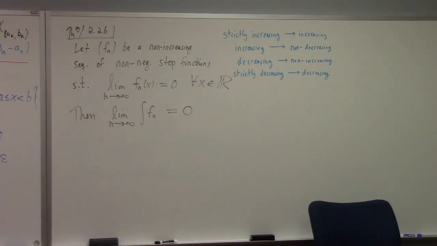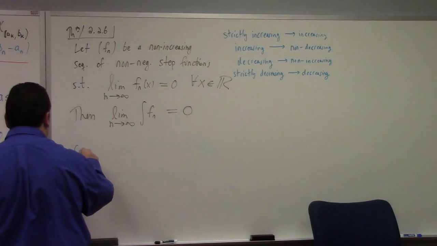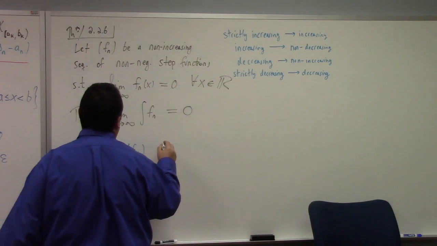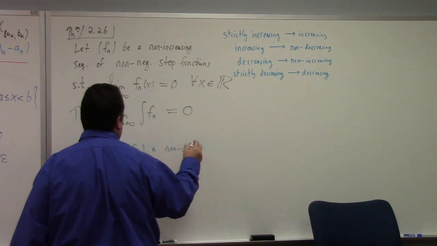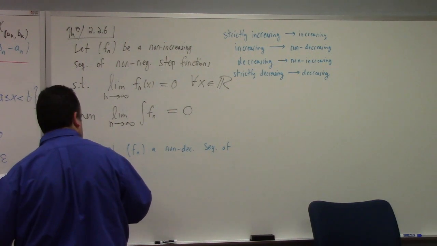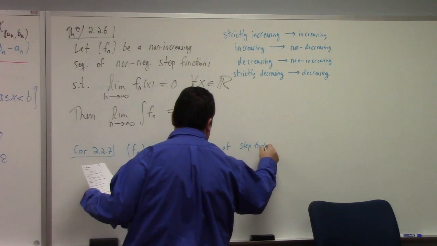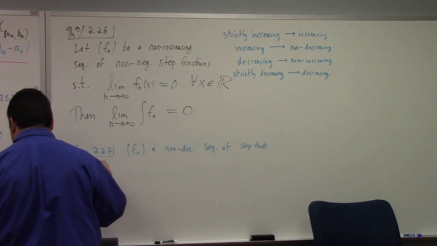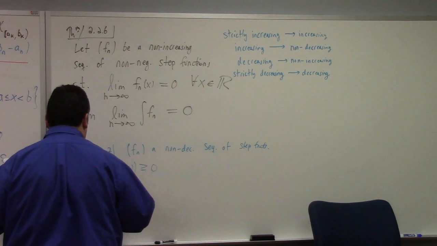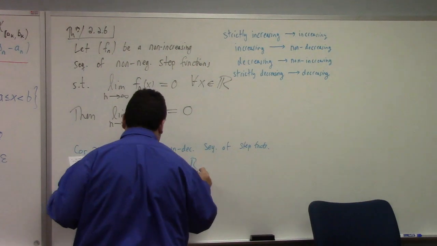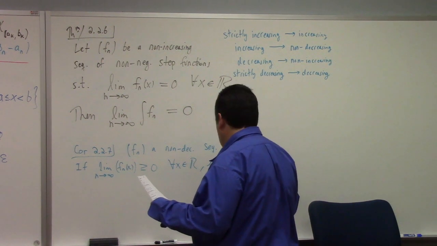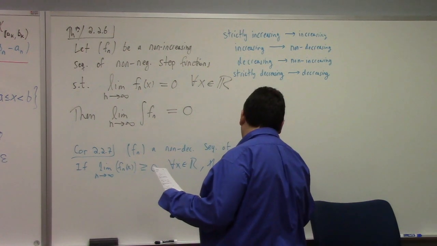All right. Then this section ends with corollary 2.27, which says the following. If you have f a non-decreasing sequence, so what's this going to be? You want to guess? A non-decreasing sequence of step functions. All right, then what? It wasn't what I thought. If the limit as n goes to infinity of f_n(x) is greater than or equal to zero for all x in the reals, then the limit as n goes to infinity of the integral of f_n also exists and is greater than or equal to 0.